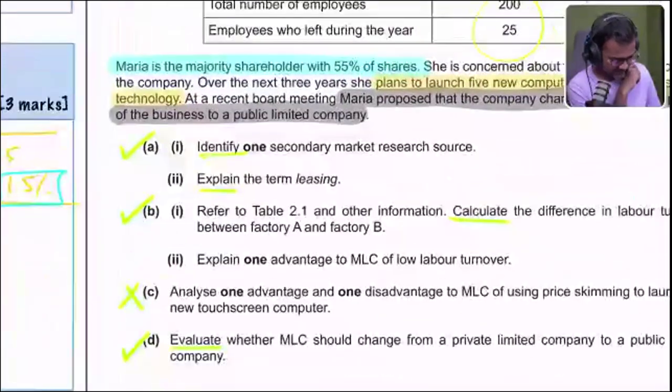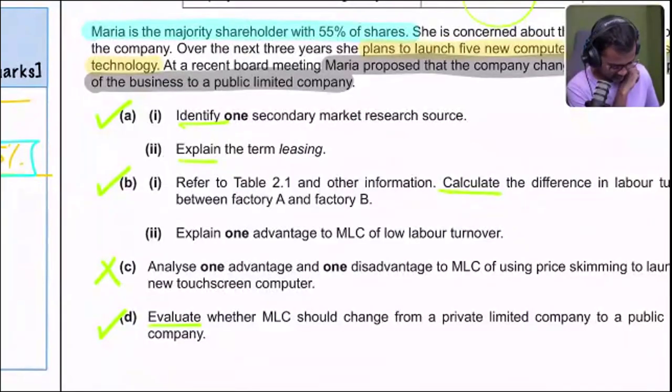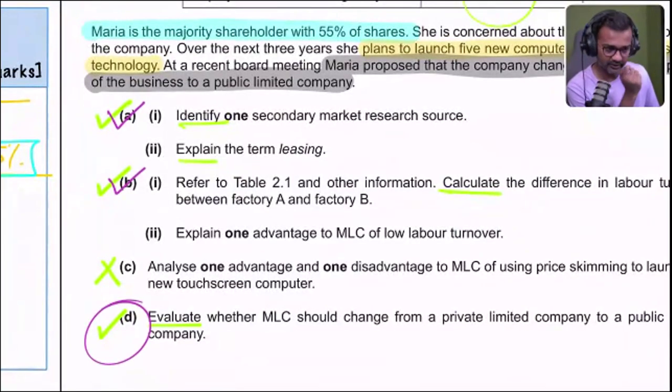So that takes care of these two here. So I'm going to check them off. This is done. This is done. Now we get to part D.